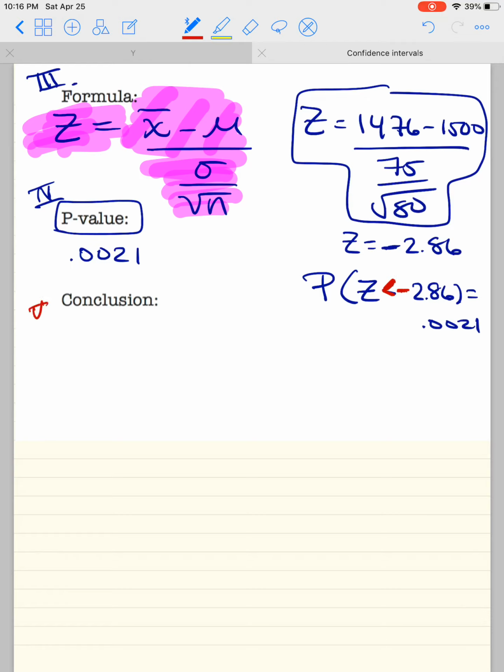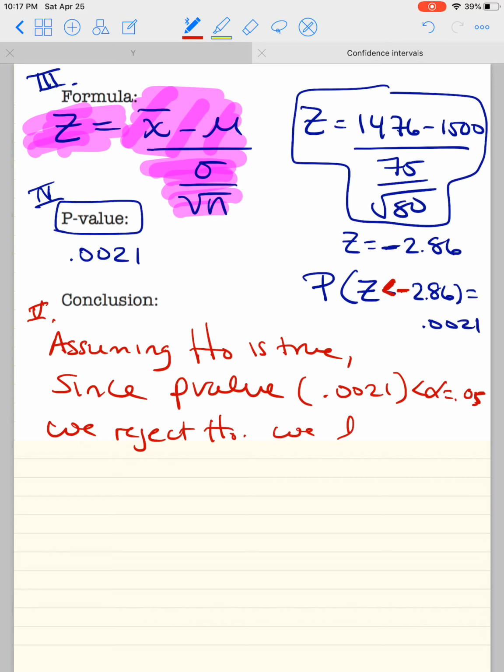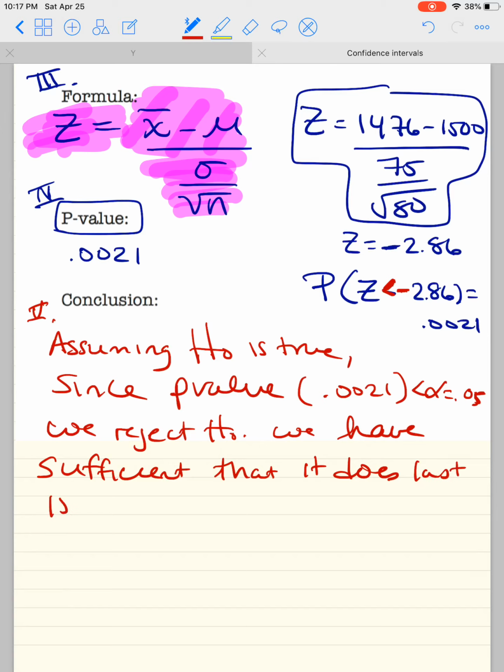So step 5 is our conclusion. Assuming H0 is true, since the p-value is less than basically any conventional alpha, 0.05, we reject H0. We have sufficient evidence that the light bulbs last less than 1,500 hours.